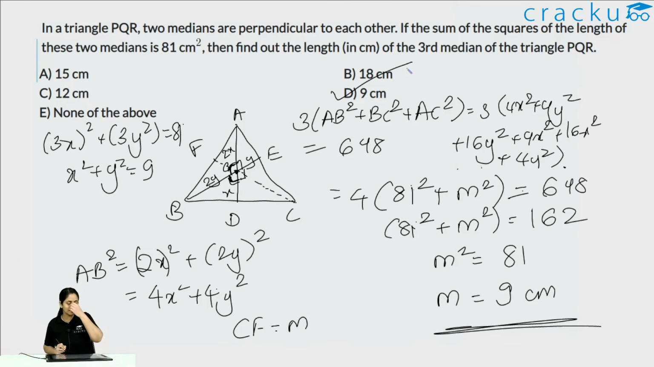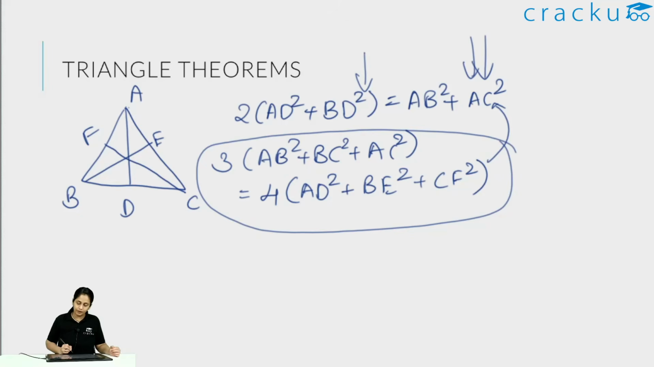So as you could see in this particular question, we heavily relied on this property: 3 times the sum of the squares of the sides is equal to 4 times the sum of the squares of the medians. In general, whenever you see the sum of the squares of medians, immediately you should think of this property and Apollonius theorem. Now let's go to another theorem which a lot of people forget, which is the angle bisector theorem.